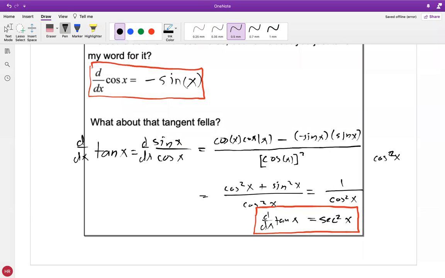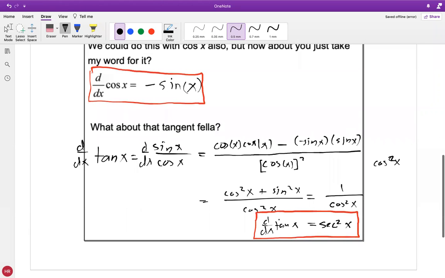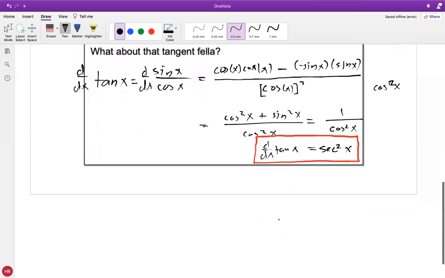So derivative of sine is cosine, derivative of cosine is negative sine, derivative of tangent is secant squared. Got to know those. I don't know any other way to say that. You got to know that those are what they are.